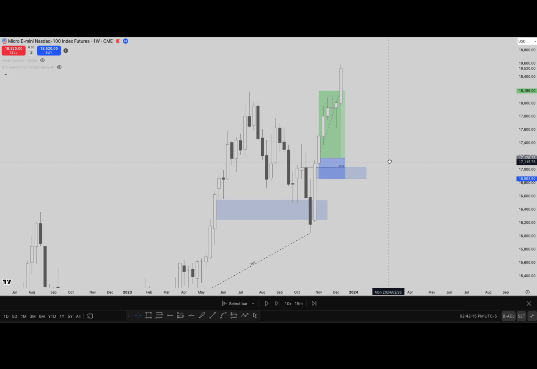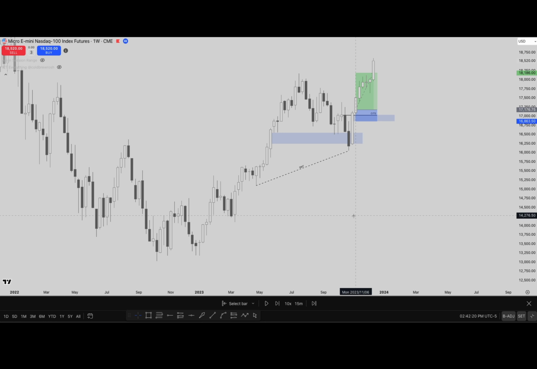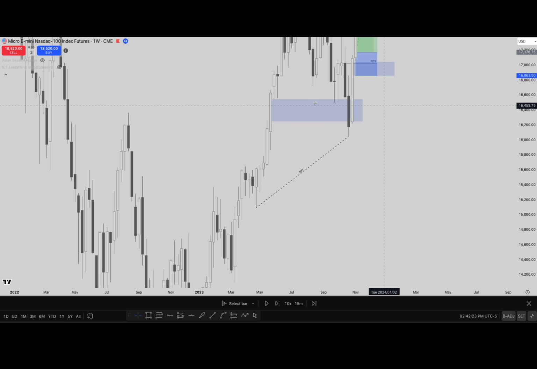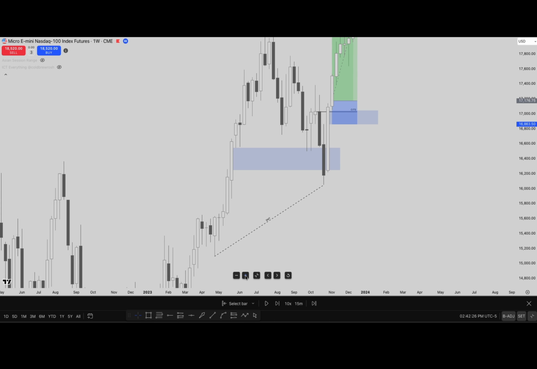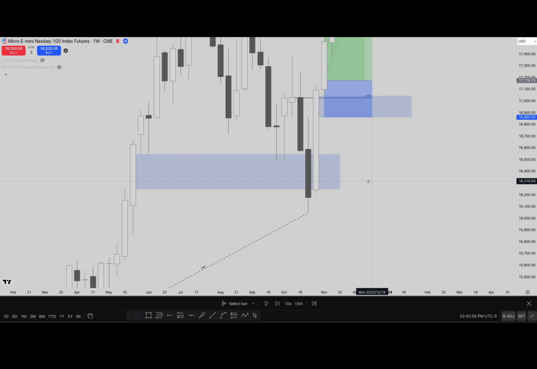Here's an example where I would use this possibly for an entry. So notice we manipulated and we came back into this fair value gap. Now, I know you're going to say, but Kali, we closed below this fair value gap. And the reason why we didn't continue lower is because if this candle were to go this way and maybe close below this wick right here, then I would be bearish. But since this candle is bullish and we didn't continue to be bearish, I'm not going to be bearish.